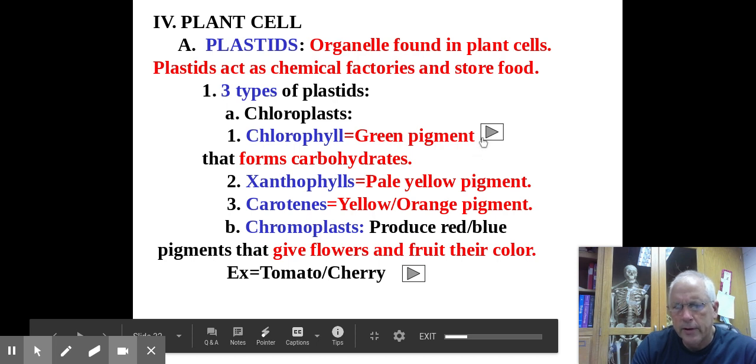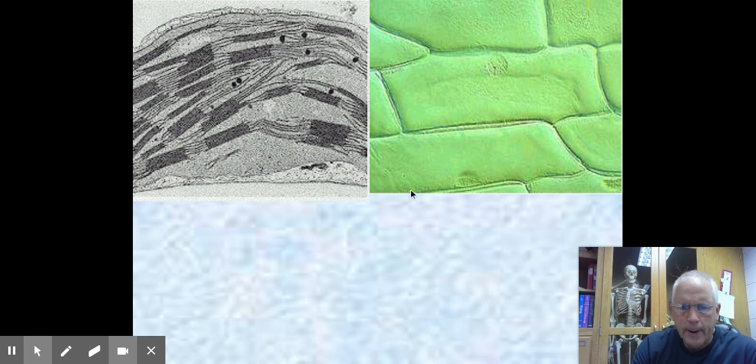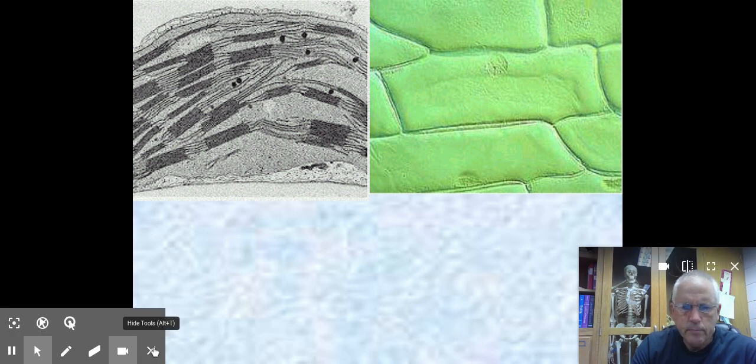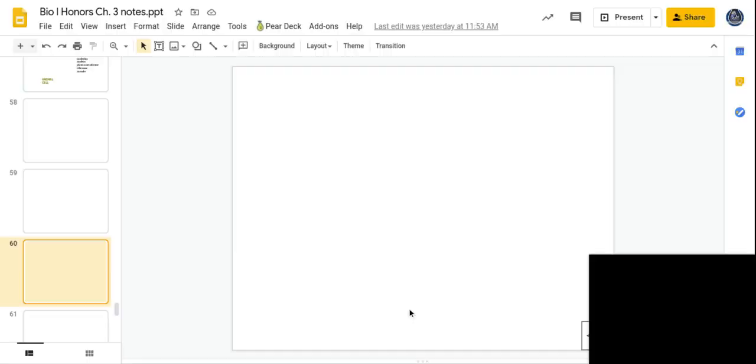So chlorophyll is the green pigment. It's where photosynthesis takes place, and you'll see a picture of this in just a second. This is what we looked at in lab the other day, so you saw that virtually. This is where photosynthesis occurs in these little black splotchy things right here. Very common pigment. Okay, so chlorophyll is a very dominant pigment in plants.